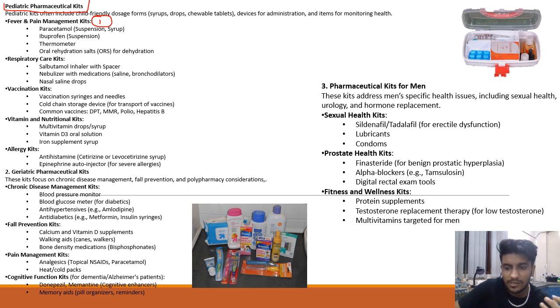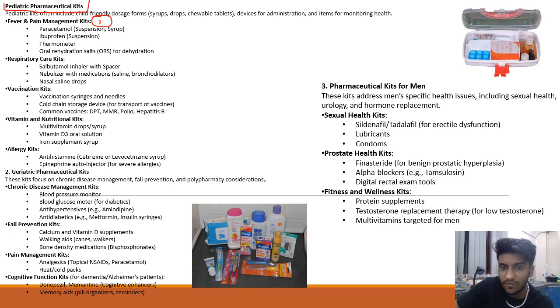Because certain kinds of sprains require hot packs, hot massage, while certain kinds of twist or contraction require a cold pack for the spasm to be relieved, right? So that depends upon it. Then you have cognition kits, so you have memory aids in which there are pill organizing boxes or pill reminders, and there are cognitive enhancer drugs like tacrine, rivastigmine, donepezil, galantamine, piracetam, and all.